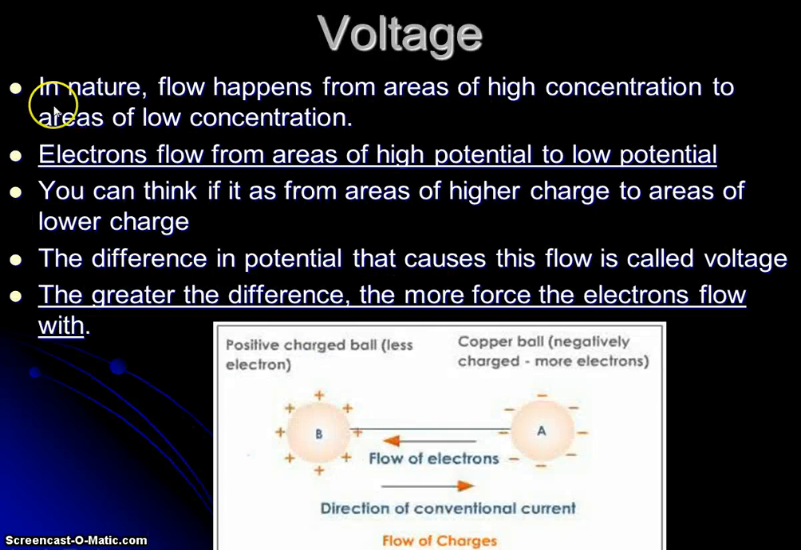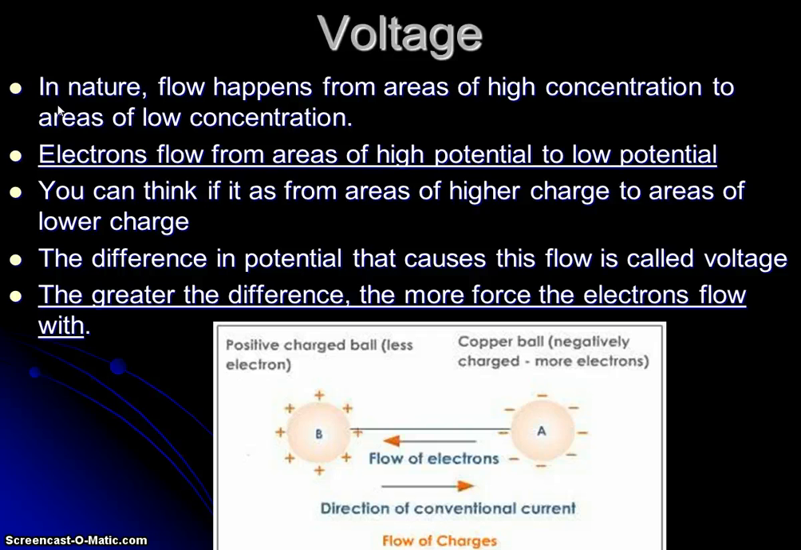So we remember that in nature, things tend to go from areas of high concentration to areas of low concentration. Electrons flow from areas of high potential energy to areas of low potential energy. Remember, potential being that collection of charges. So if you have a higher collection of charge, it's going to flow to an area of a lower collection of charge.